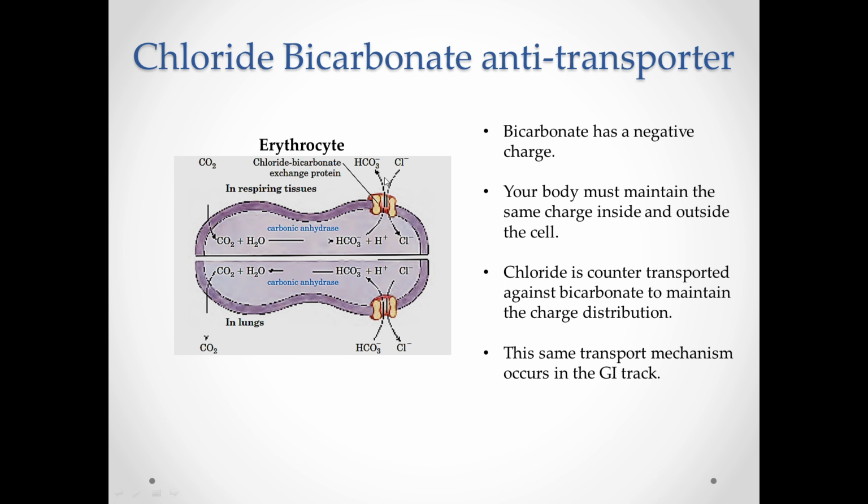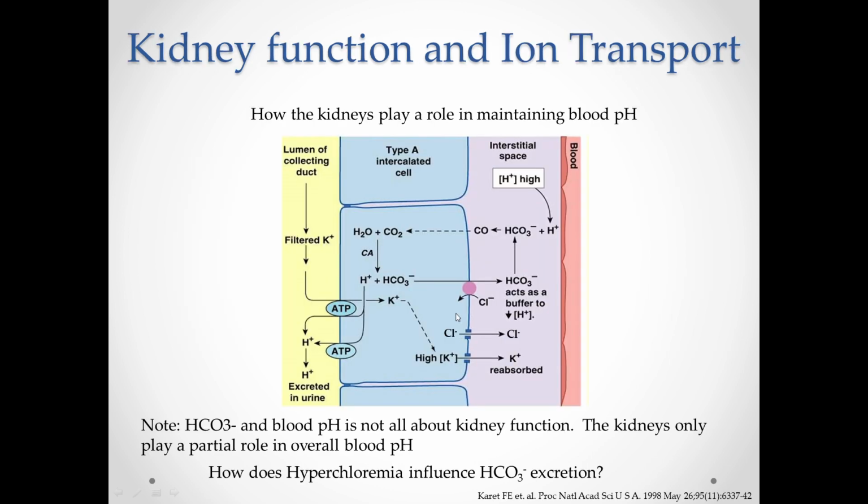So in order to maintain that charge distribution of bicarb being transported out of the cell, chloride is counter-transported into the cell. Likewise, if bicarb is transported into the cell, chloride is transported out of the cell. And this same mechanism occurs in respiratory tissues, in the lungs, the GI tract, and across all cellular membranes in your body.